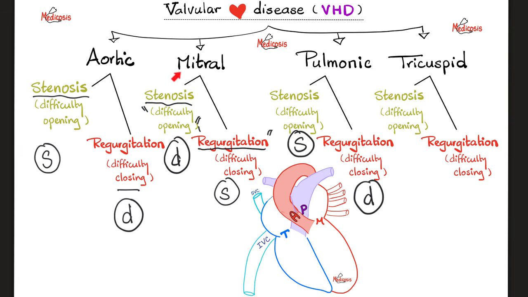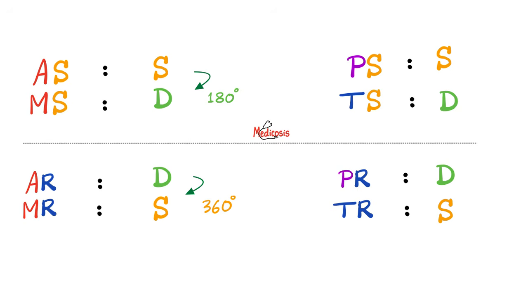Tricuspid is similar to the mitral. If mitral stenosis was a diastolic murmur, tricuspid stenosis is a diastolic murmur as well, whereas tricuspid regurge is like mitral regurge and is a systolic murmur. The moral of the story is the aortic is identical to the pulmonic, whereas the mitral valve is similar to the tricuspid valve. How do I remember that aortic stenosis murmur is systolic, that mitral stenosis is diastolic, that aortic regurge is diastolic, and mitral regurge is systolic?